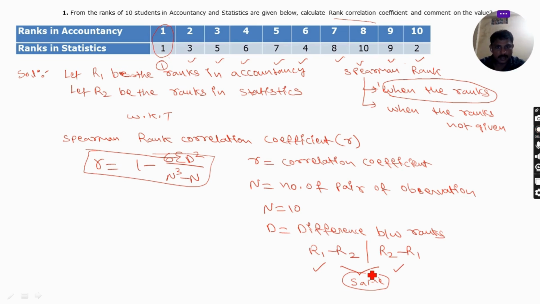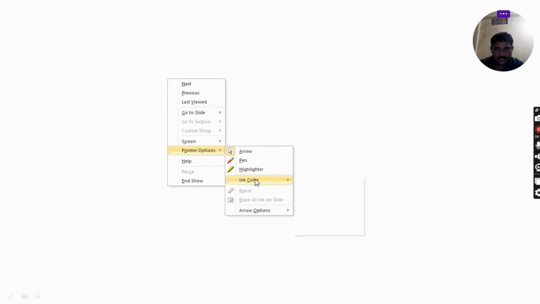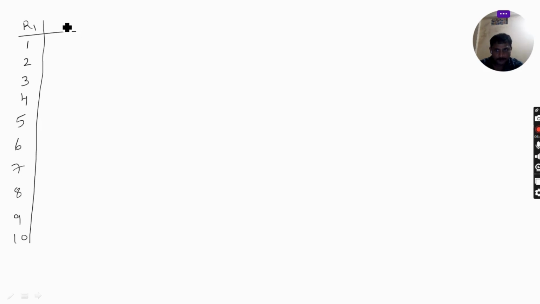Now, without wasting further time, we go directly to the problem explanation. I am taking the pen and changing the ink color to black. First I will write R1. R1 is nothing but the ranks of accountancy marks: 1, 2, 3, 4, 5, 6, 7, 8, 9, 10, because the accountancy ranks are directly given as 1 to 10.